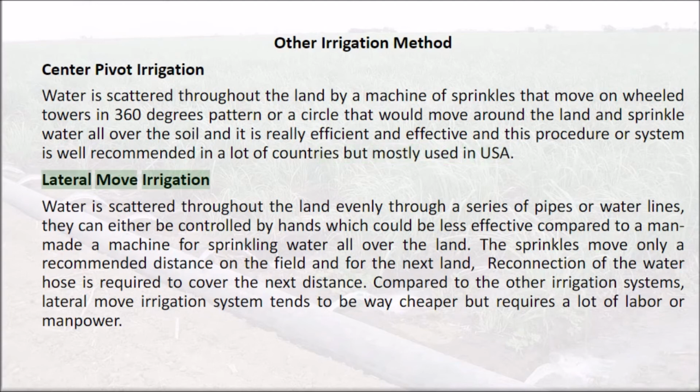Lateral move irrigation. Water is scattered throughout the land evenly through a series of pipes or water lines. They can either be controlled by hand, which could be less effective compared to a man-made machine for sprinkling water all over the land. The sprinklers move only a recommended distance on the field, and for the next land, reconnection of the water hose is required to cover the next distance. Compared to the other irrigation systems, the lateral move irrigation system tends to be way cheaper but requires a lot of labor or manpower.